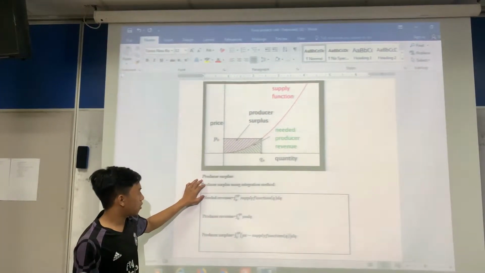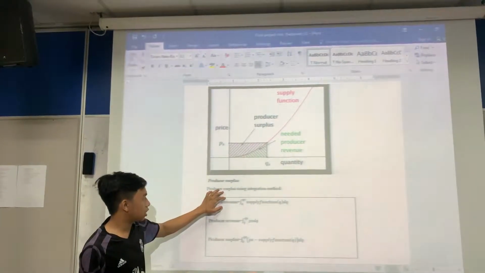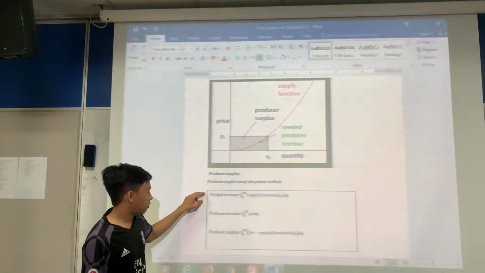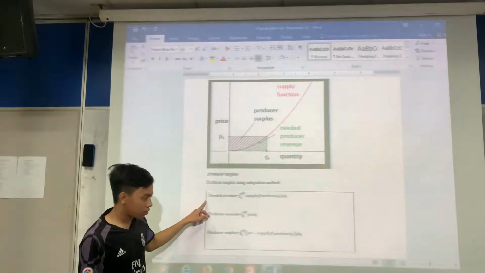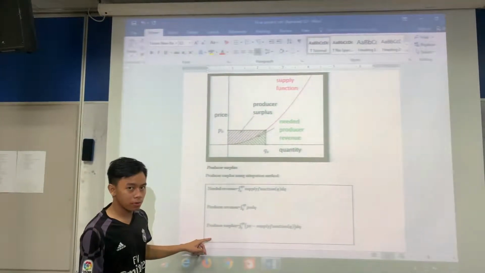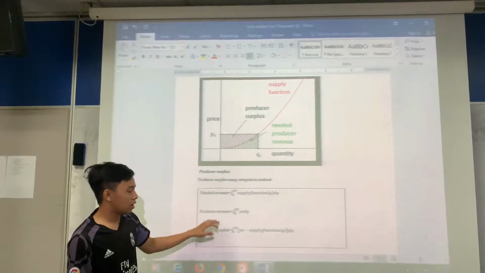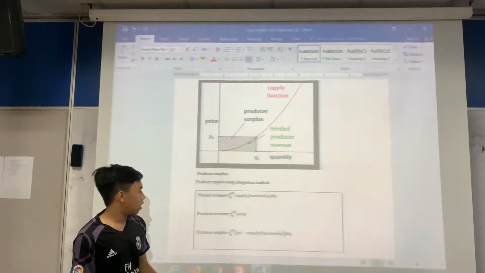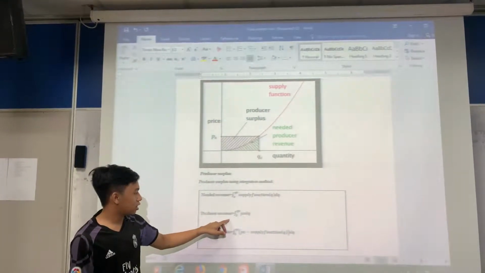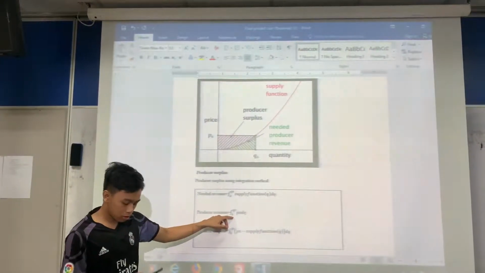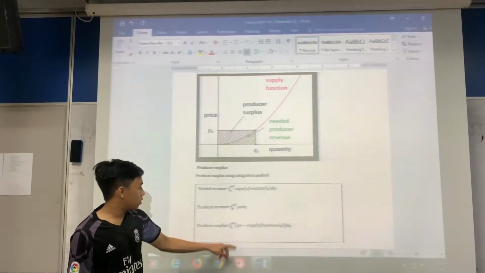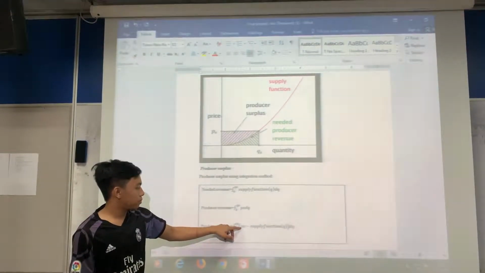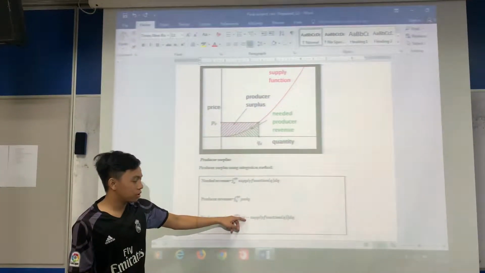Next, we tell about the calculation of producer surplus using calculus. We use the integration method also. There are three terms, which are needed revenue, producer revenue, and producer surplus. So for needed revenue, integrate 0 to QS, supply function S(Q) dQ, while producer revenue is integrate 0 to QS, PS dQ. For producer surplus, integrate 0 to QS, PS minus supply function S(Q), dQ.